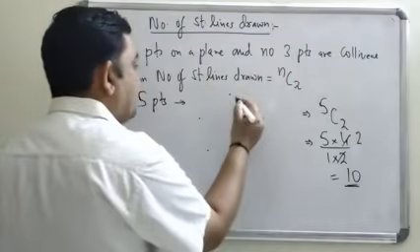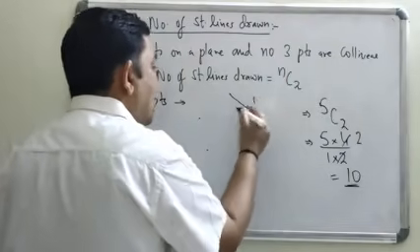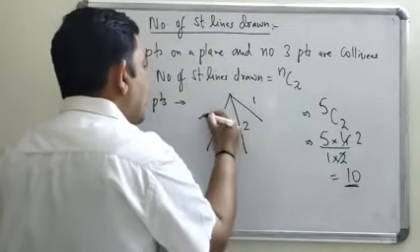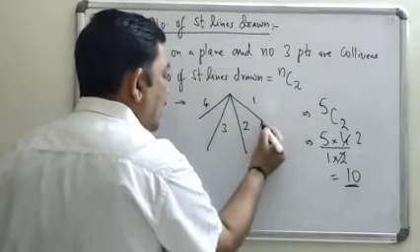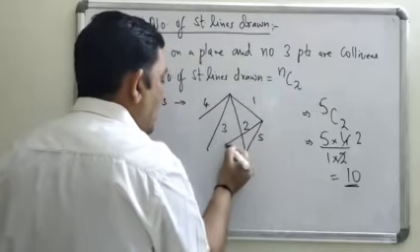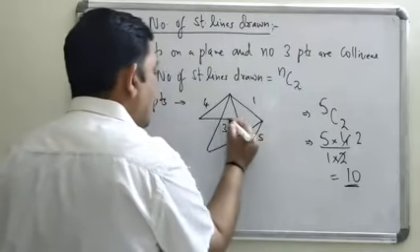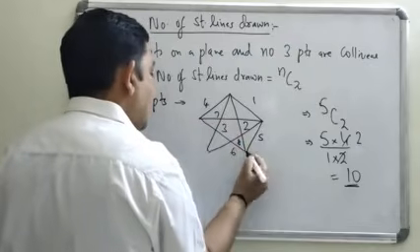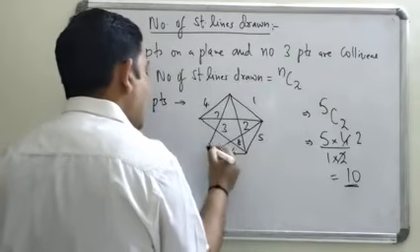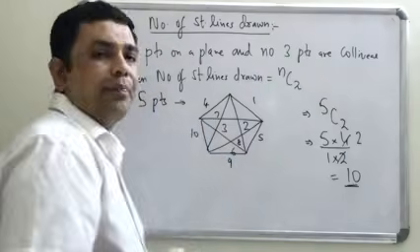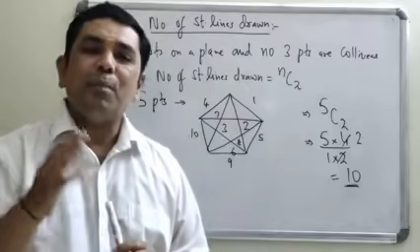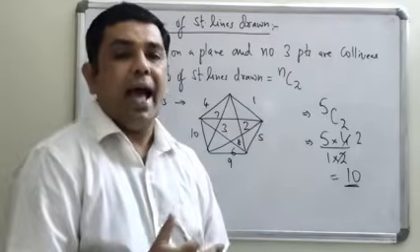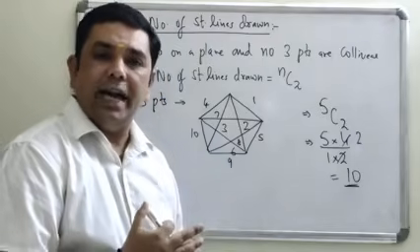Let's check this. This is 1, number 2, 3, 4, 5, 6, 7, 8, 9, 10. Alright. So the number of straight lines that can be drawn is nothing but an application of nCr.